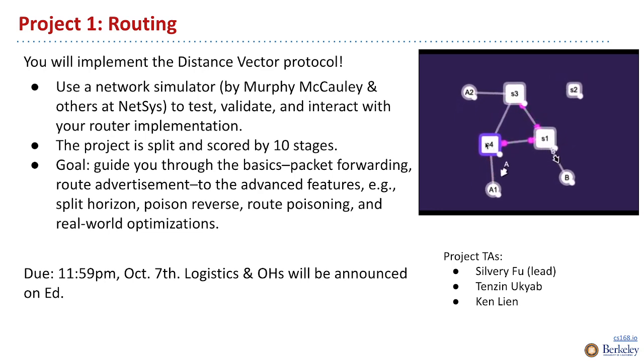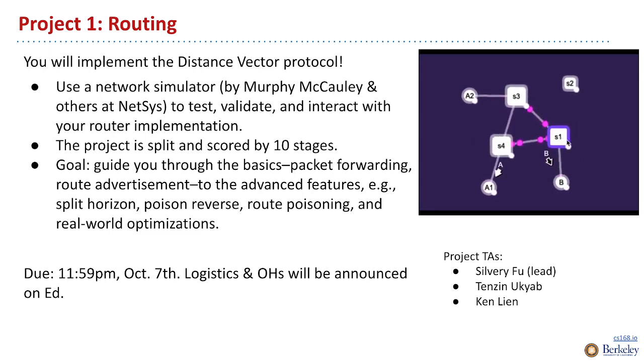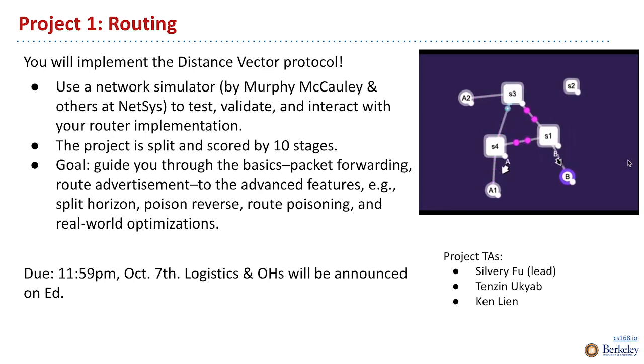So the project is split and scored by 10 stages, and the goal is going to be effectively to derive each of the changes that we learn to distance vector, optimizations to distance vector, starting from just basic packet forwarding and then understanding why we need things like split horizon, poison reverse, route poisoning, et cetera. It's going to be due at midnight on October 7th. And all of the information is going to be on Ed at 12:30, immediately after lecture.